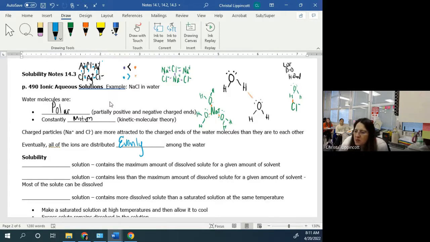All right. So there is a condition called a saturated solution. When you are saturated, what that means is you have less water molecules than you have.